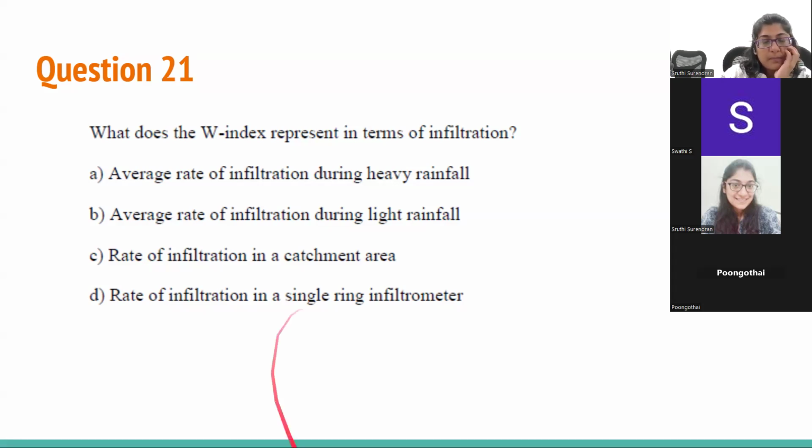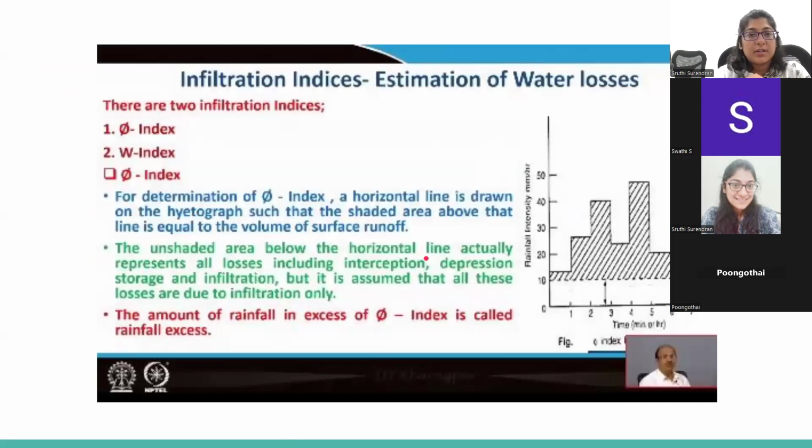Okay, so let's talk about what these infiltration indices are. In order to compute the infiltration rate from the rainfall or hydrograph data, we have indices called the infiltration indices. This gives us an average infiltration rate. There are two indices: one is the phi index, and one is the W index.